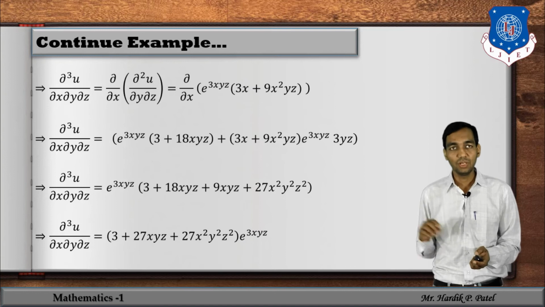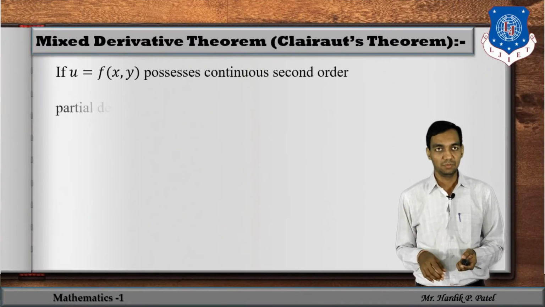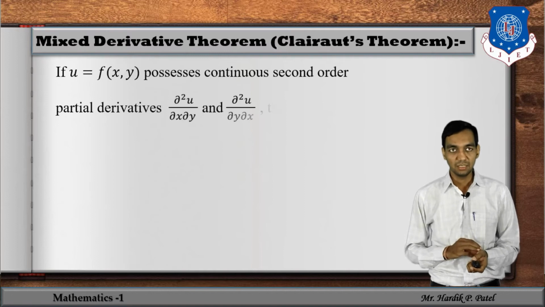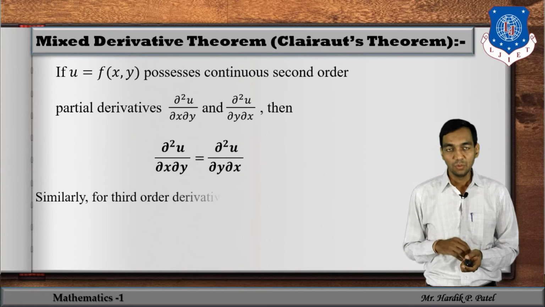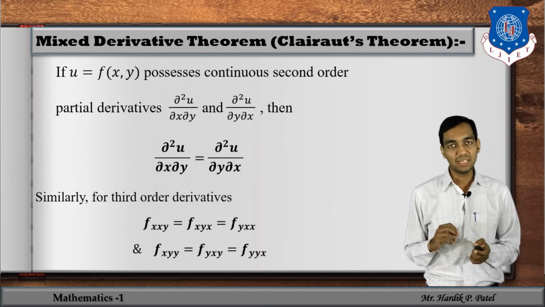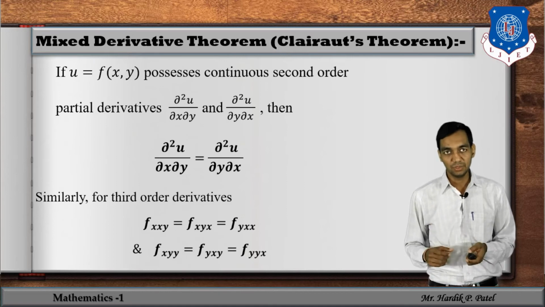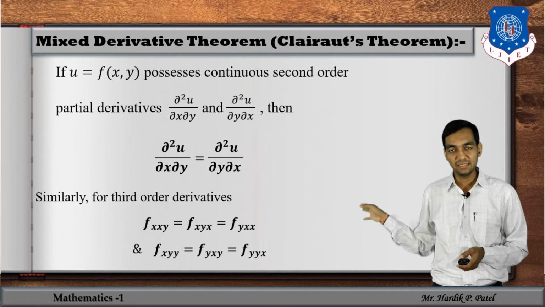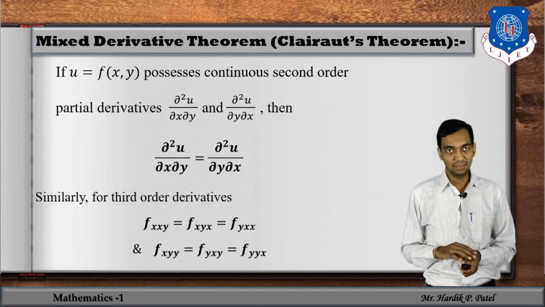Now we are going on to the mixed derivative theorem, also known as the Clairaut theorem. Now what is the Clairaut theorem? Suppose u is equal to f of x, y and possesses second order partial derivatives which are continuous. Then del square u upon del x del y is the same as del square u upon del y del x.